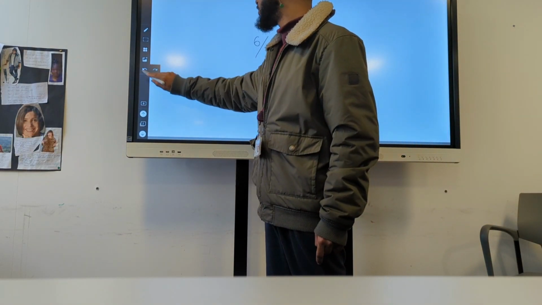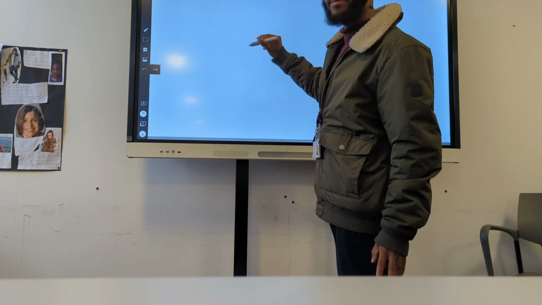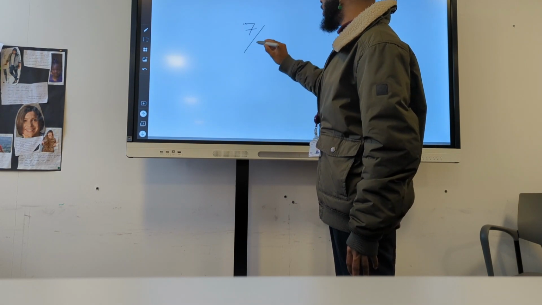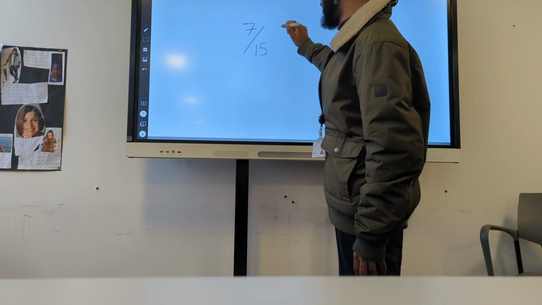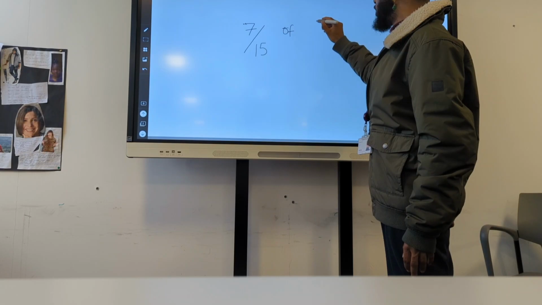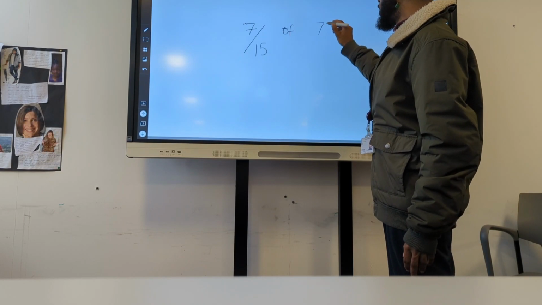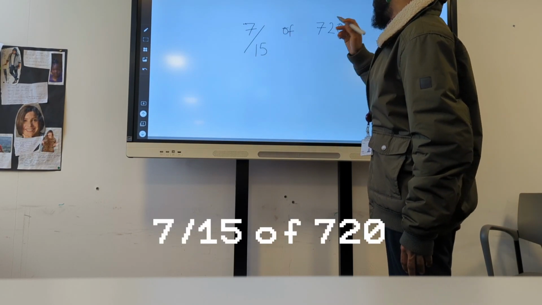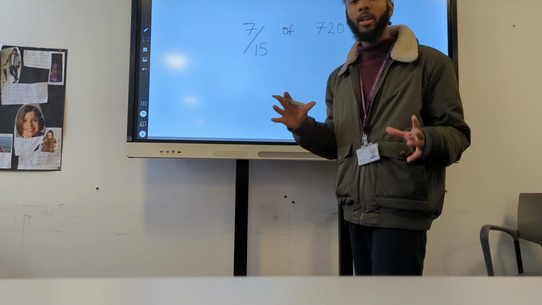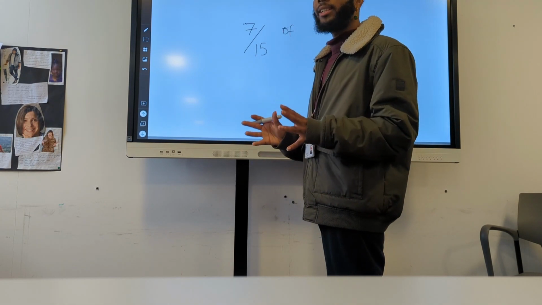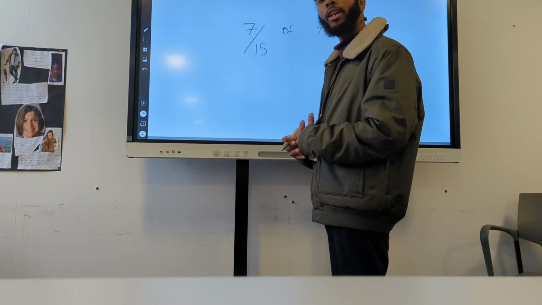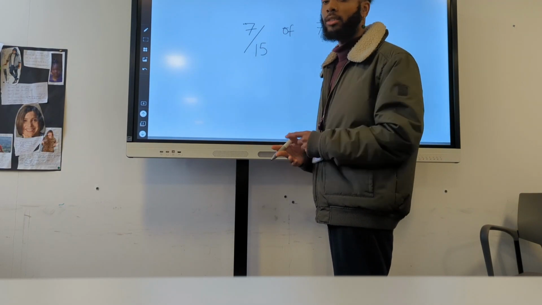Let's do one more. Let's do something a bit more spicy, as I like to say. Let's do 7/15ths of 720. Something a bit more challenging, because with the previous examples, if you do understand it, I want you to work it out yourself. I'll be doing it alongside you, but extra points if you actually do it yourself.